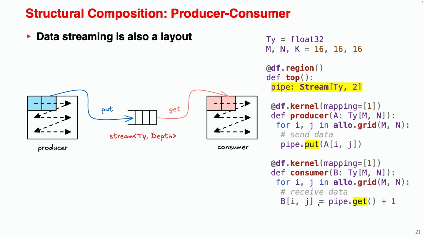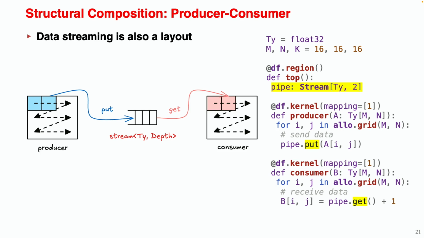And a similar idea can be applied to structural composition, where we connect different modules in a dataflow manner. A stream can also be viewed as a layout that enforces the memory access order. A stream is associated with base type T and 2 operations. The put operation places the data into the stream, and the get operation retrieves the data from the stream in a first-in, first-out manner.